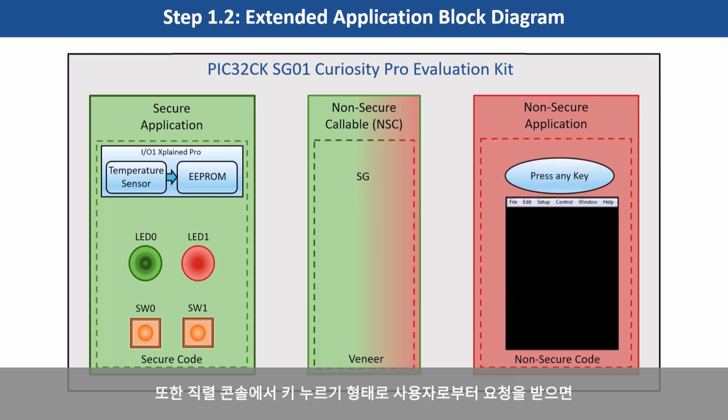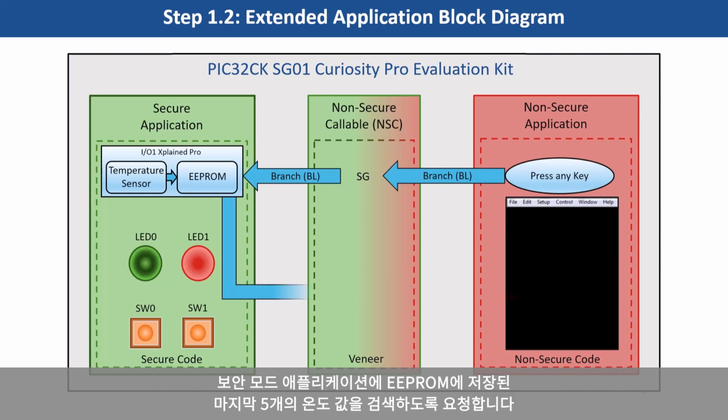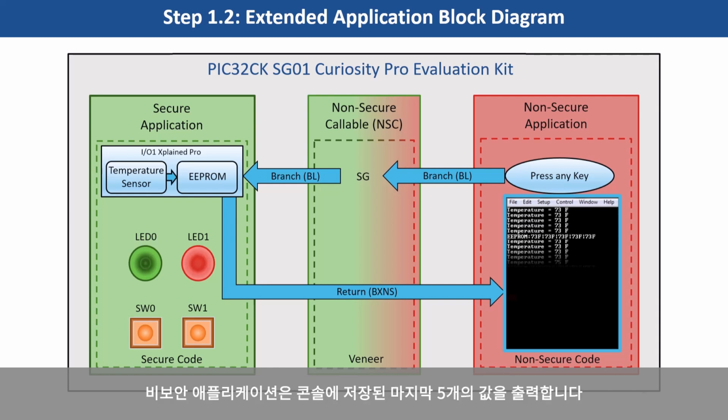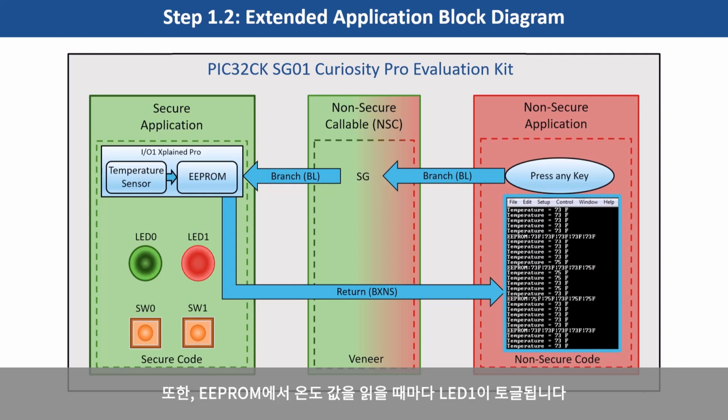Further, when it gets a request from the user in the form of a key press on the serial console, it will request the secure mode application to retrieve the last 5 stored temperature values in the EEPROM. The non-secure application prints the last 5 stored values on the console. Also, LED 1 is toggled every time the temperature values are read from the EEPROM.